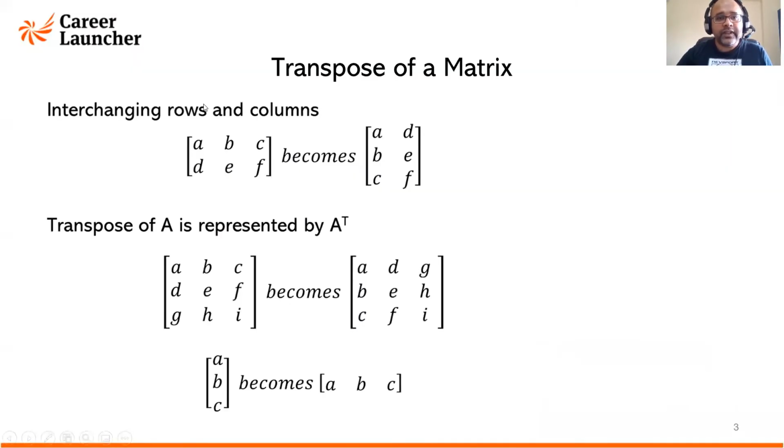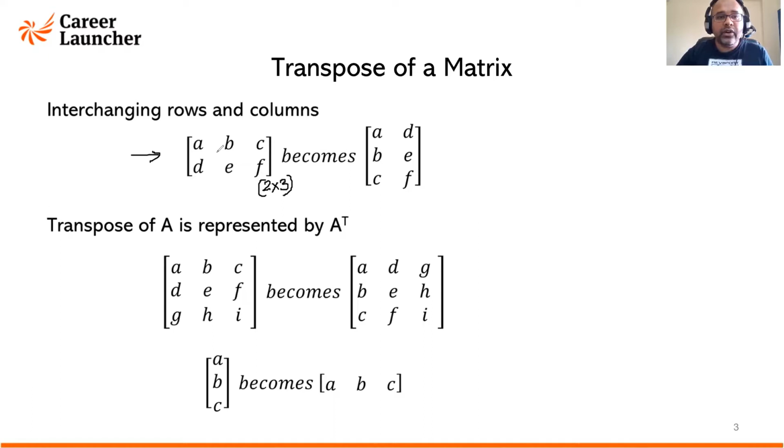Right. So let's first start by understanding the meaning of transpose. While I already mentioned it, I'm putting it out once again. Interchanging of rows and columns in a matrix is called the transpose of a matrix. So if you have a 2 by 3 matrix, this is a 2 by 3 matrix.